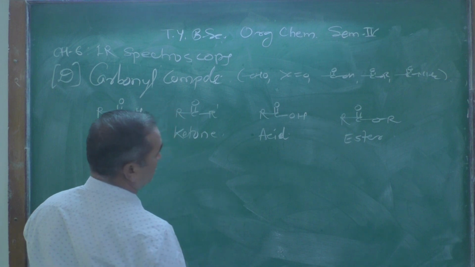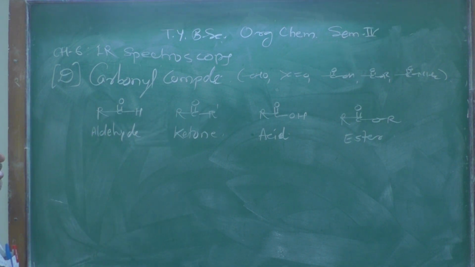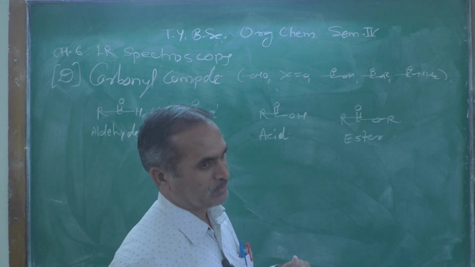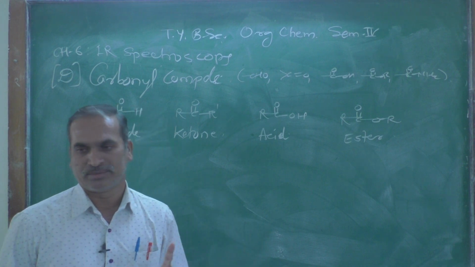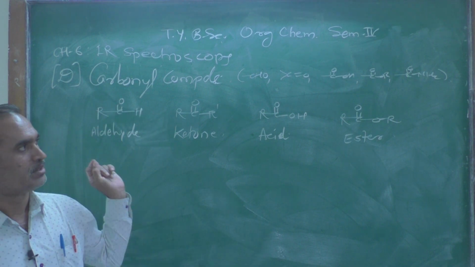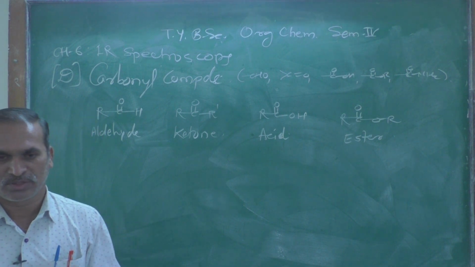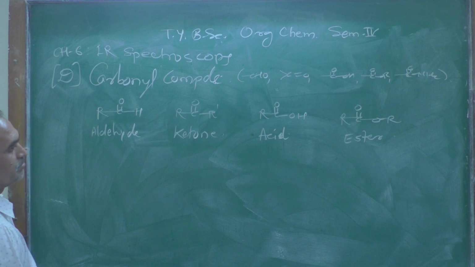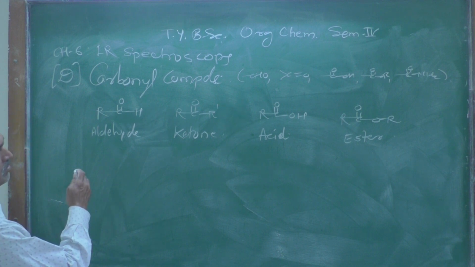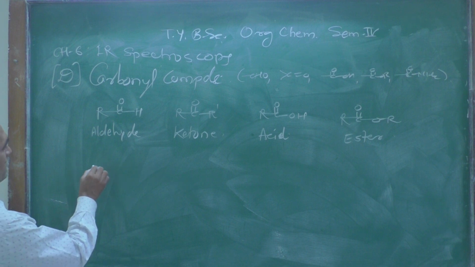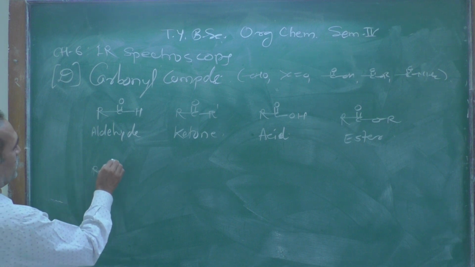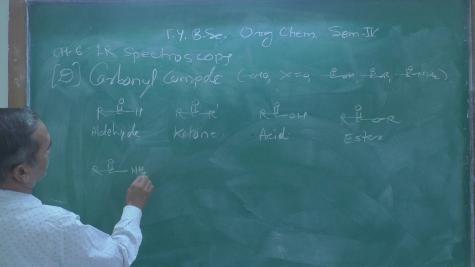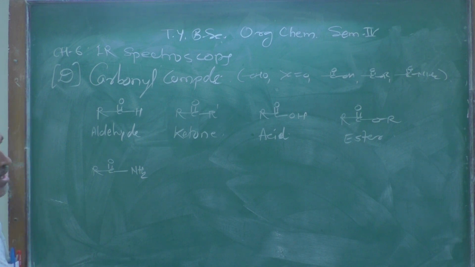So these are the different structures which we have written on the blackboard. You can see there is a common point in all those structures, which is the carbonyl, and that's why they are referred to as carbonyl compounds. Now let's see another one, R C double bond O NH2, which is known as amides.